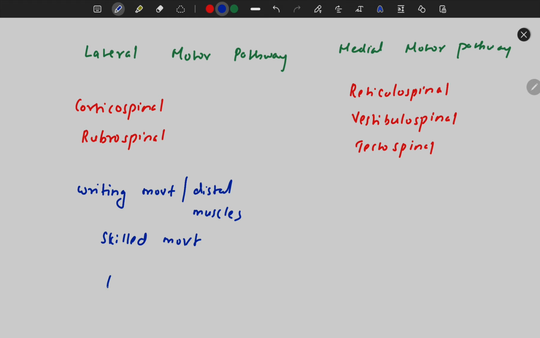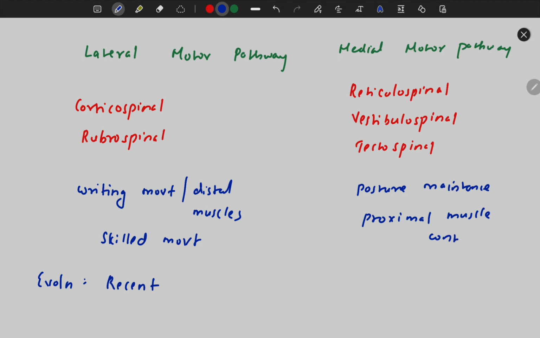This can be considered recent in terms of evolution, whereas the medial motor pathway is for posture maintenance and to control the proximal muscles, or we can say the paraspinal muscles.